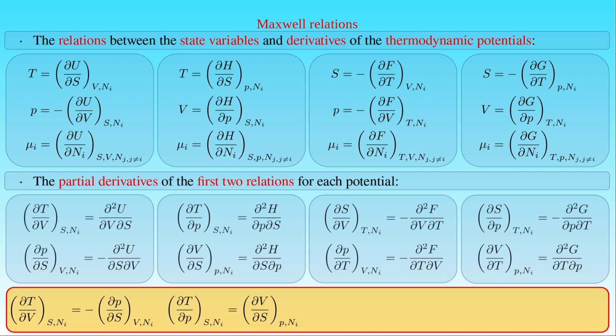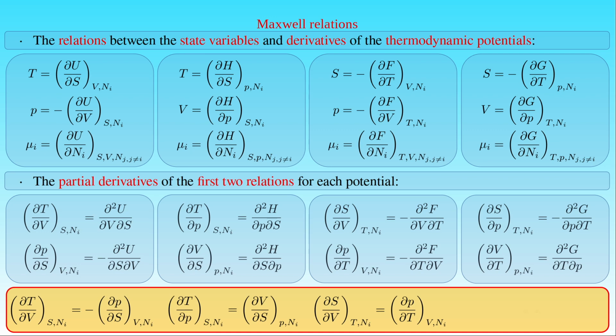The third pair of equations gives the relation stating that the partial derivative of the entropy S with respect to the volume V at constant temperature T and number of particles Ni, is equal to the partial derivative of the pressure P with respect to the temperature T at constant volume V and number of particles Ni.